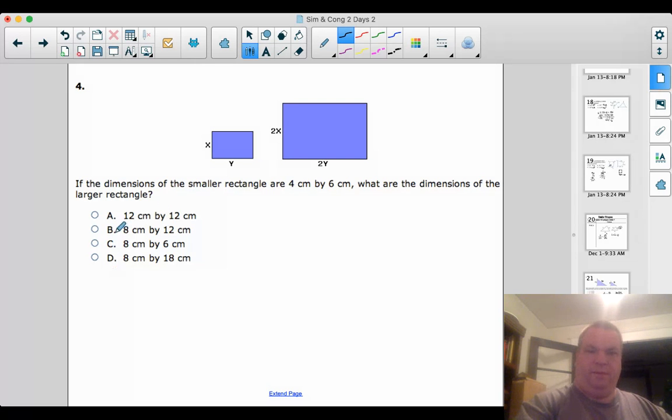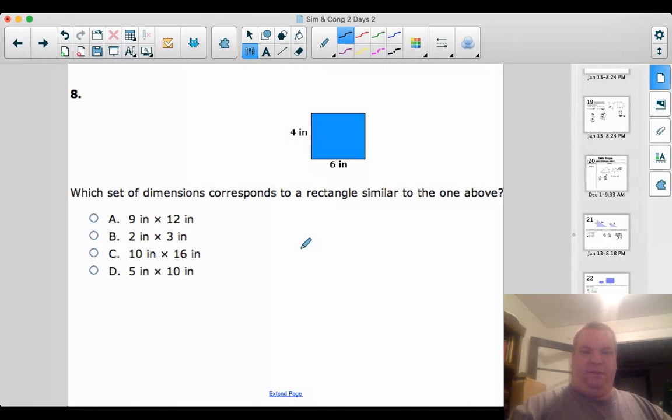All right, welcome back. Hopefully you got 8 by 12. So this is 4 by 6. This says this is just twice as big, right? This is x, this is 2x, this is y, this is 2y. So we just have to double those to get 8 by 12. And that would make those proportional because both the sides here are twice as big as the sides here.